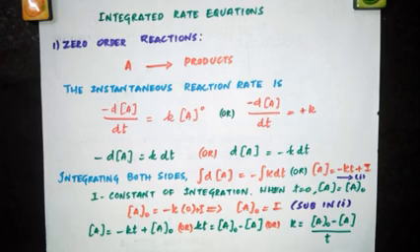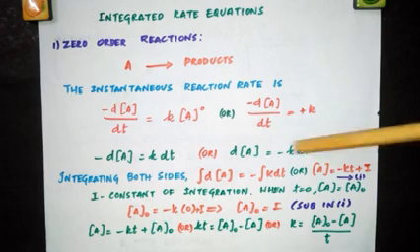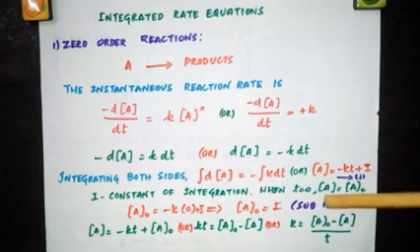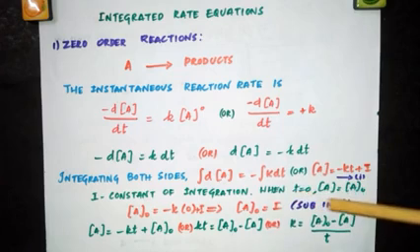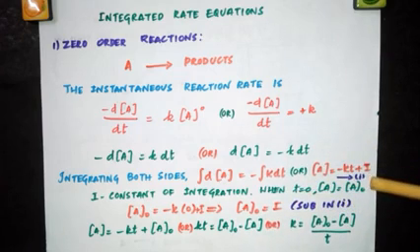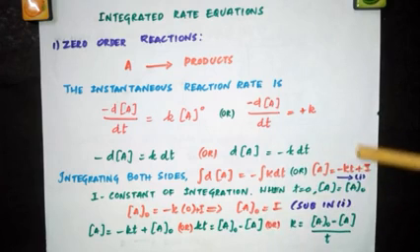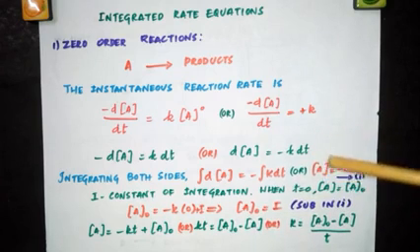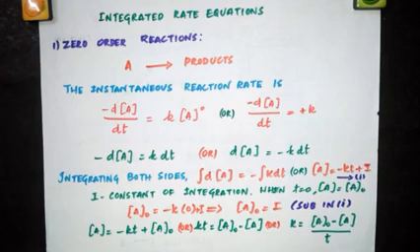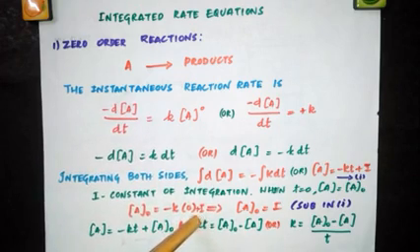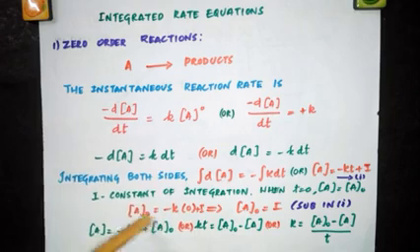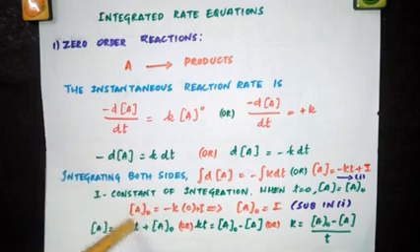We can calculate the value of I from the initial conditions, that is when t is equal to 0. What is t? Time. When t is equal to 0, the concentration of the reactant, which is A here, would be equal to A naught. This is the initial concentration. Now I'm going to substitute these values in this equation, which I've written as equation 1. So instead of t, I'm going to put 0. Instead of the concentration of A, I'm going to take the initial concentration. So A naught is equal to minus k into 0 plus I. So that gives you I is equal to A naught, which means initial concentration.